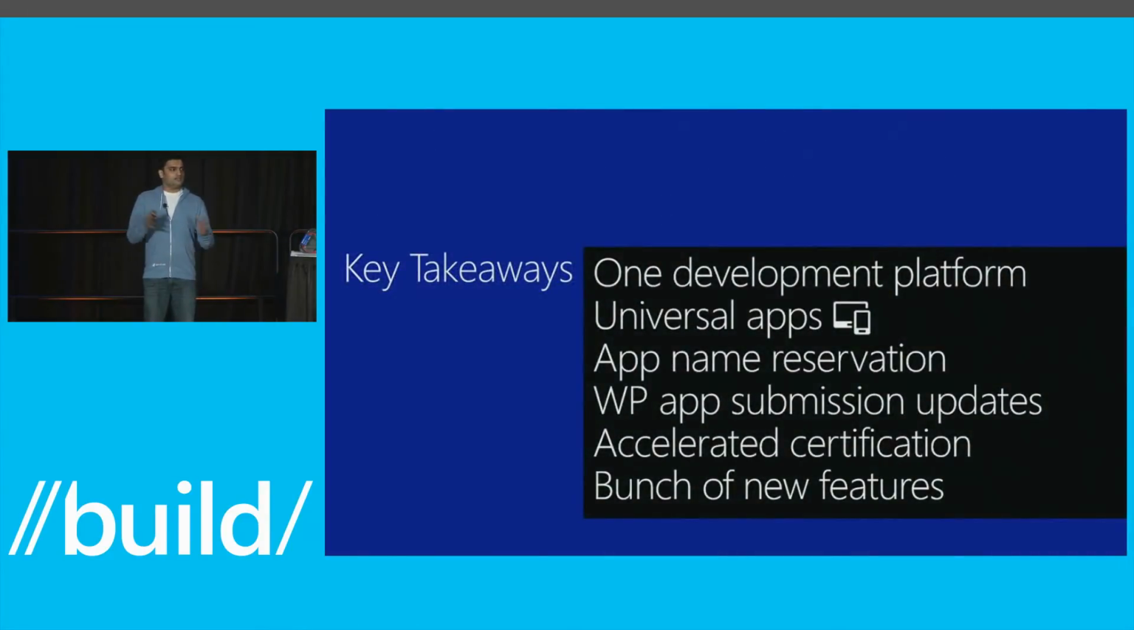So that's it. The key takeaways, first thing is obviously we have one development platform now. We have this notion of universal applications. We're introducing the concept of app name reservation for Windows Phone, the same way as Windows. We are making a bunch of improvements to Windows Phone app submission, allowing you to do 8.1 submissions for Windows Phone apps. And we have accelerated the certification process and added a few additional features across the 2 dev centers. So with that, I'll open up the stage.